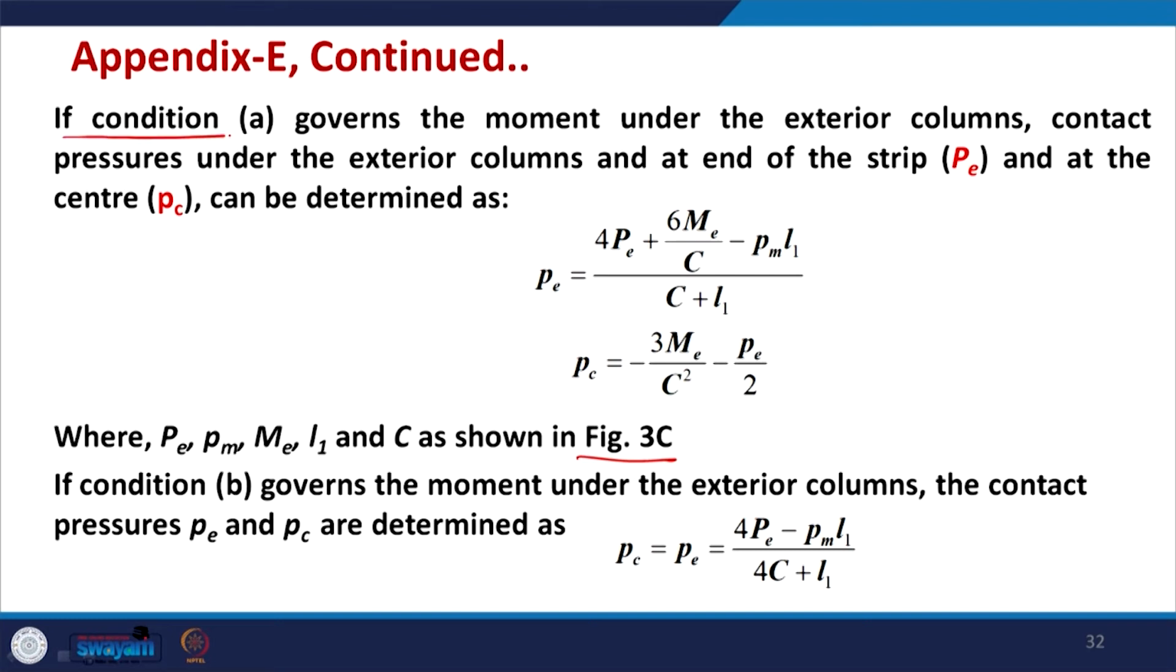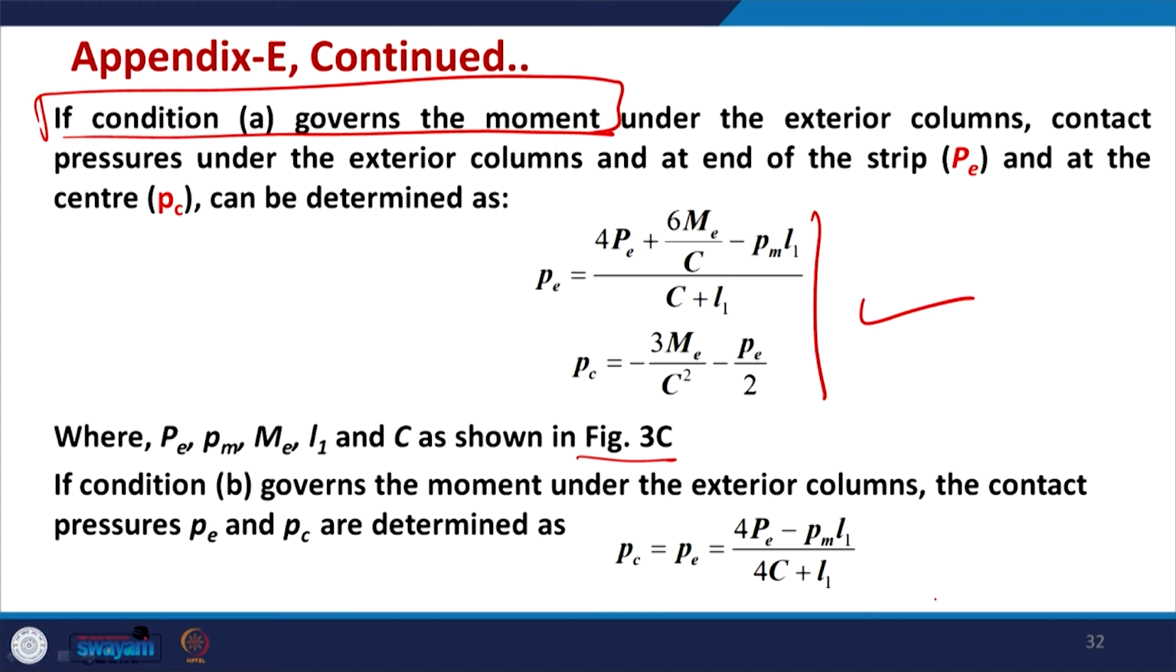Here it needs to be understood, there are two conditions. If condition A governs the moment, then we use these relations to calculate the values. But if condition B governs the moment, in that case we use this relation. For PE and Pc there are two different equations in condition A, but in condition B the equation is the same, and Pc and PE are the same and are given from this relation. Now, what is condition A, what is condition B, we are going to discuss in the next slides. If condition A is satisfied, use these relations, the top one. If condition B is satisfied, use this relation.